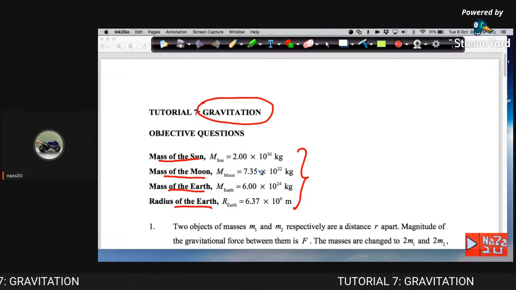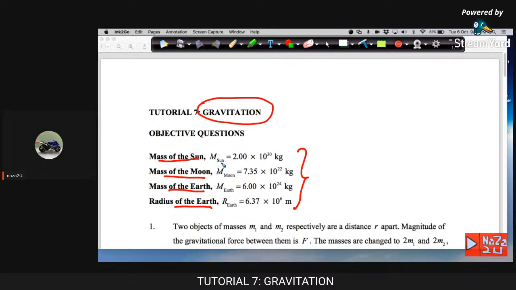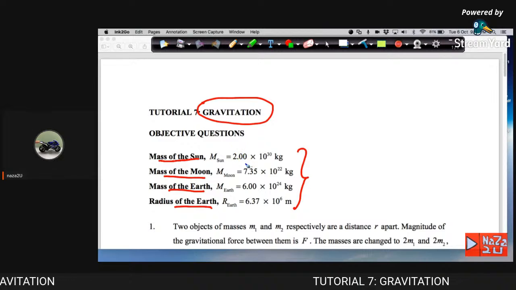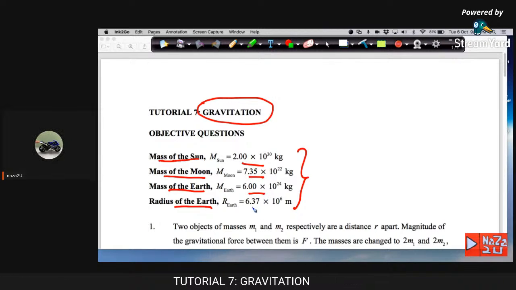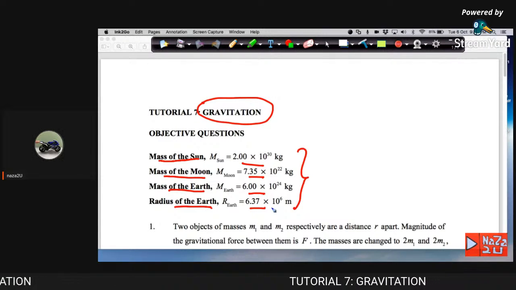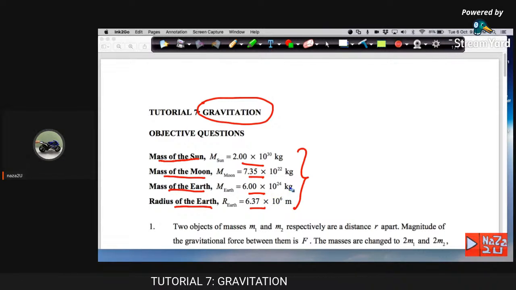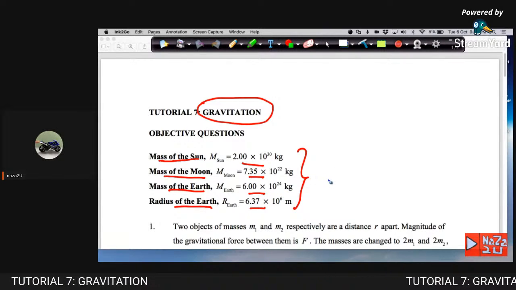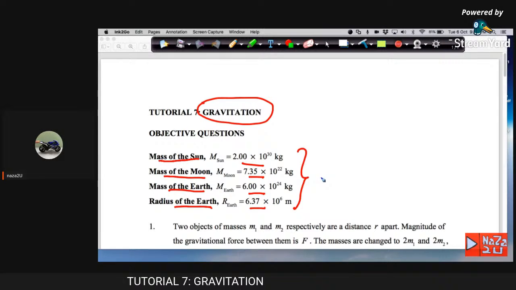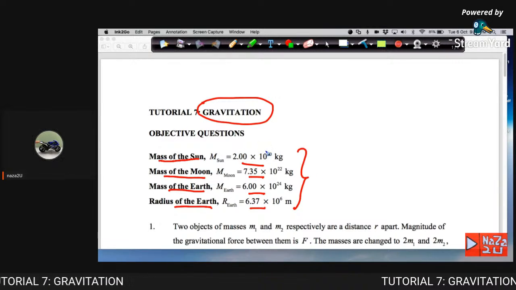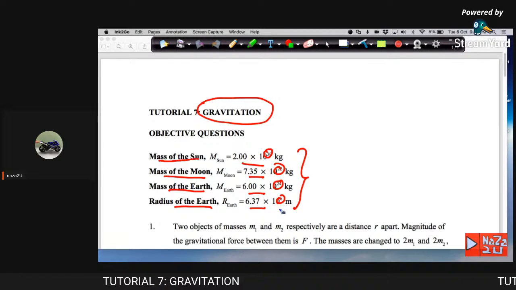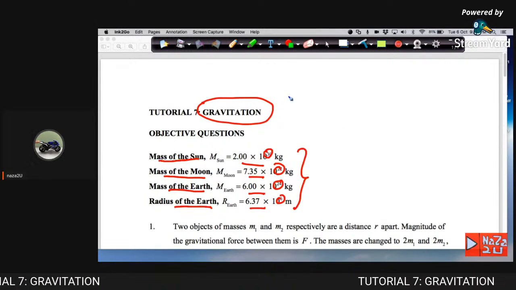Okay, no need for you to menghafal ataupun perlu ingat nilai-nilai ni. So the value here is given by the question. Constant-constant ini akan diberi kepada kamu secara percuma, right? So tidak perlu kamu hafal kecuali dia nak cari ya. Jadi nilai-nilai tu kalau kamu tengok nilai yang besar ya, this is exponent 30 kilogram, 22, 24 and 6, right? So this constant value.